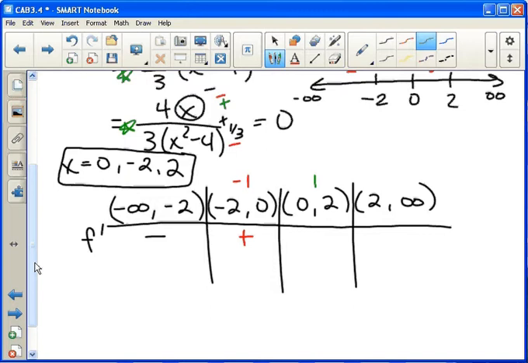And finally, from 2 to infinity, I'll just pick 3. I put a 3 on top, I get a positive 12. 3 on the bottom, 3 squared is 9. 9 minus 4 is a positive number. So positive over positive gives me positive.